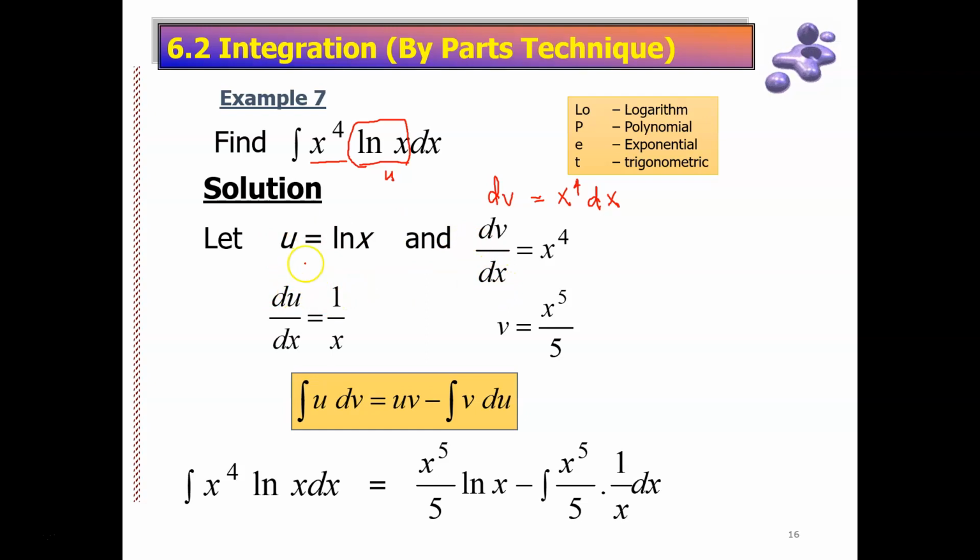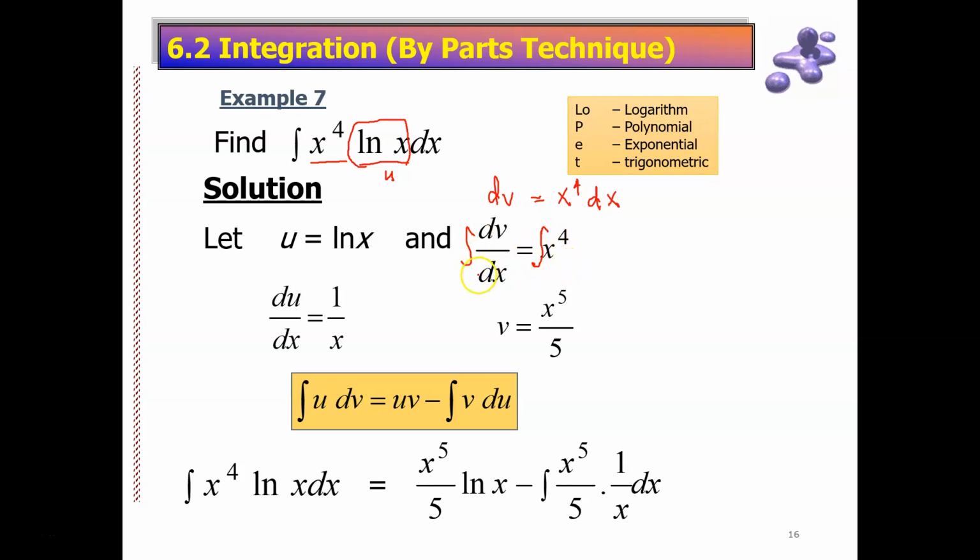What's next is you're going to integrate your u. Integrate u with respect to x, du dx. Integrate ln x, you're going to have 1 over x. And for this part, since there adalah differentiation, so we're going to cari dia punya integration. So kita integrate this.